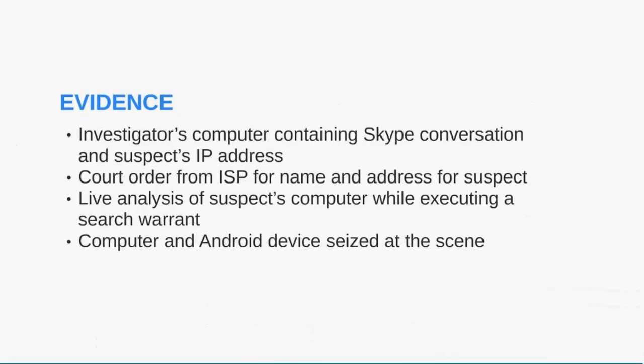So let's start with the evidence we've collected for this case. Obviously, the first thing we're going to be looking at is the investigator's computer that contains the initial Skype conversation, as well as the IP address for the suspect. This is going to be a piece of your evidence, whether it's an IEF report or any other tool that you're using. This is going to be your first piece of evidence that you're going to be relying on. Based off of that evidence, you can get your court order for the ISP, for the name and the address of the suspect.